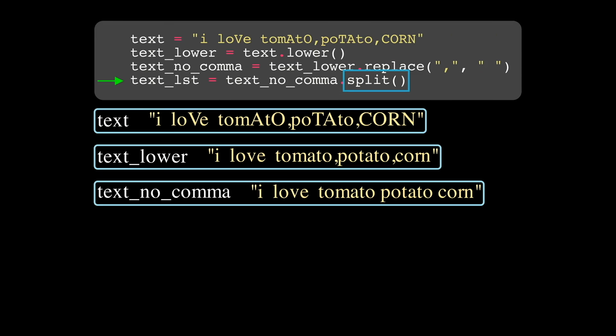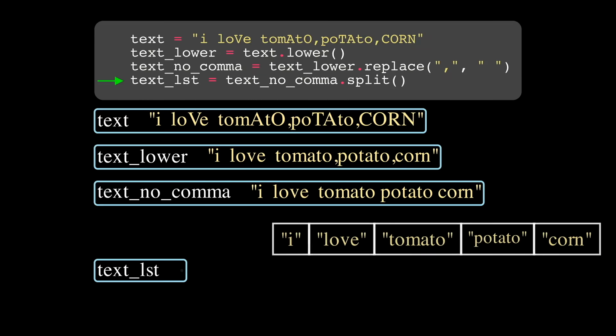The dot split method uses a Python string to magically create a Python list. Any empty space in the string indicates a boundary between elements.